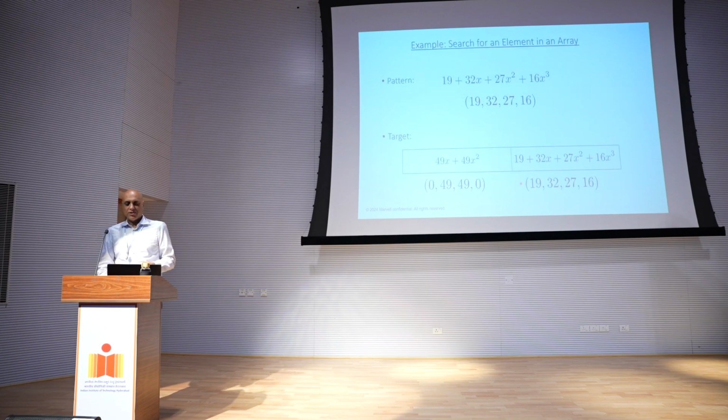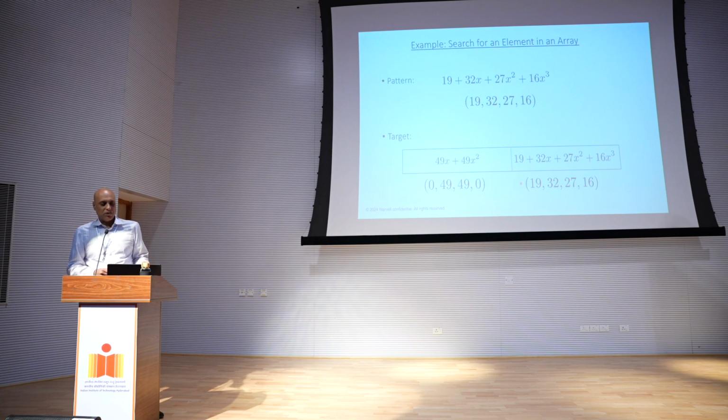Okay, so now let's do a search for an element in an array. Assume your pattern that you're searching for is this polynomial over here. So you're just searching for the sequence 19, 32, 27, 16. And you've got a target array that contains 2 elements, 0, 49, 49, 0, and here you see this polynomial over here, 19, 32, 27, 16.